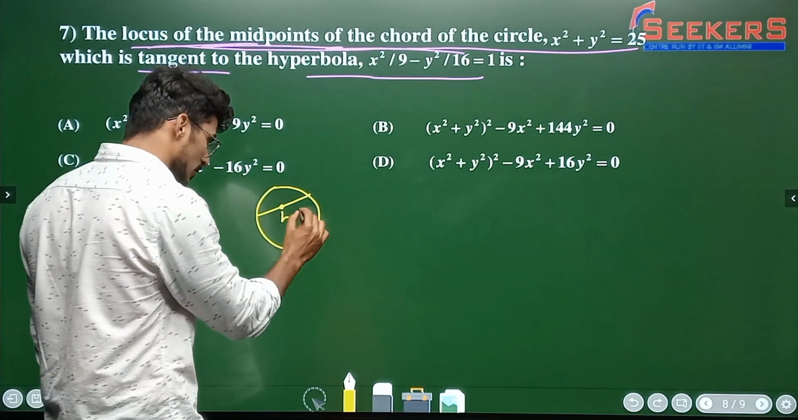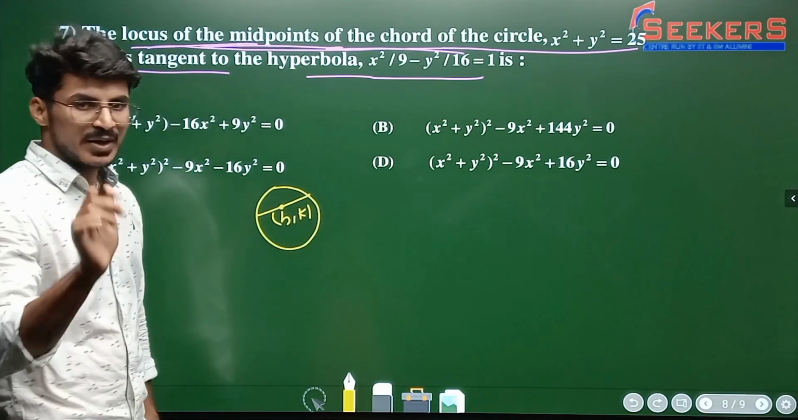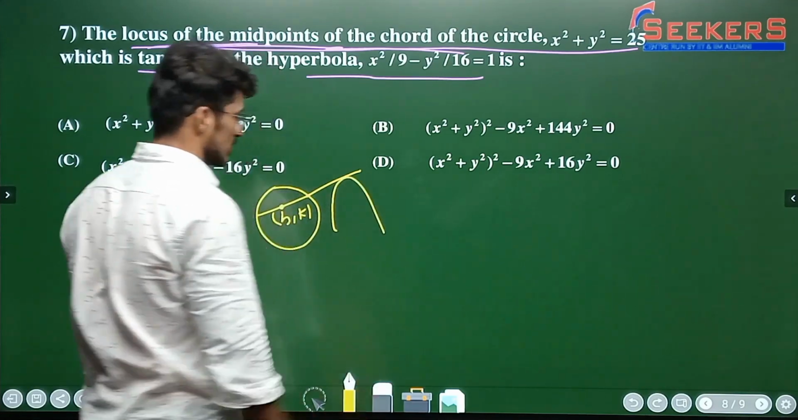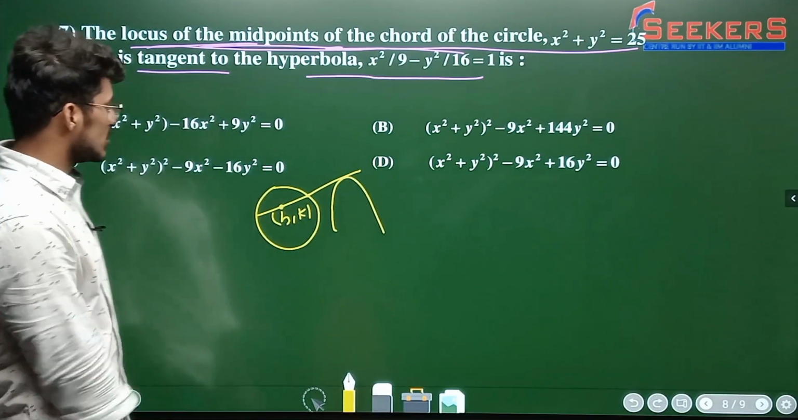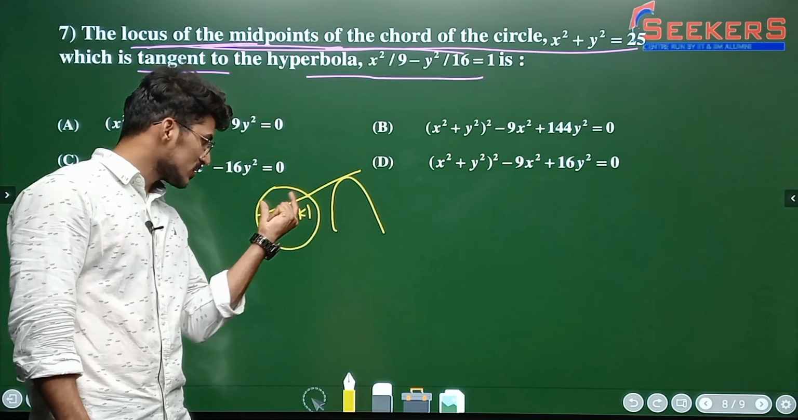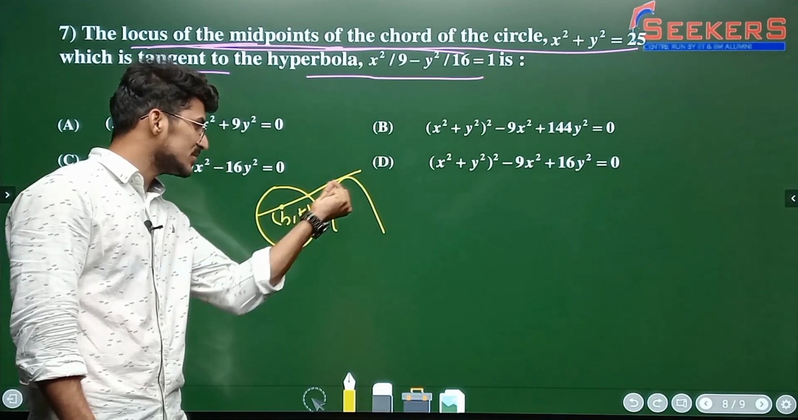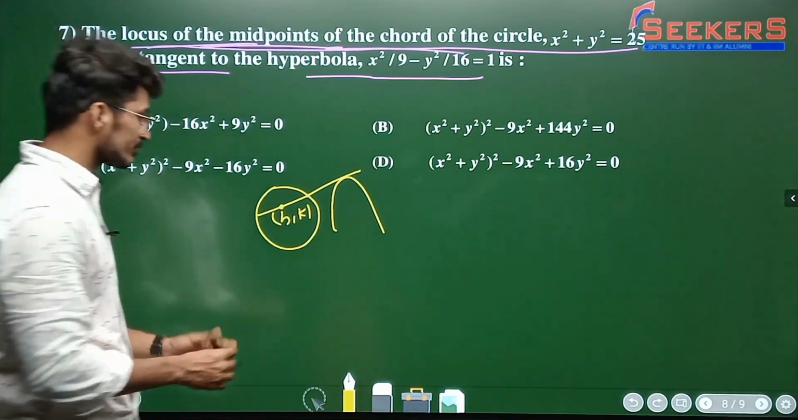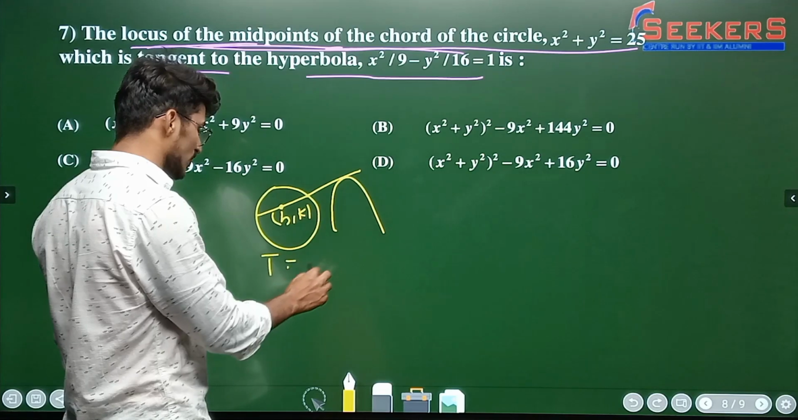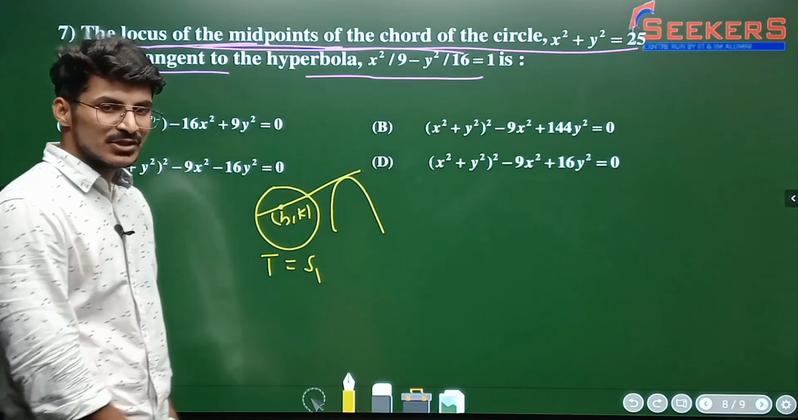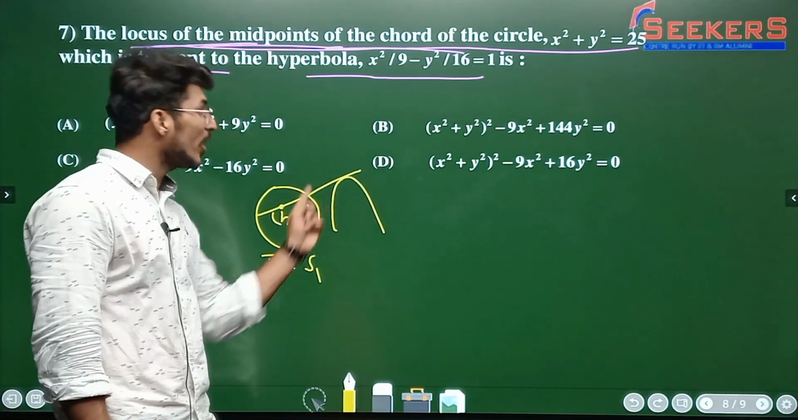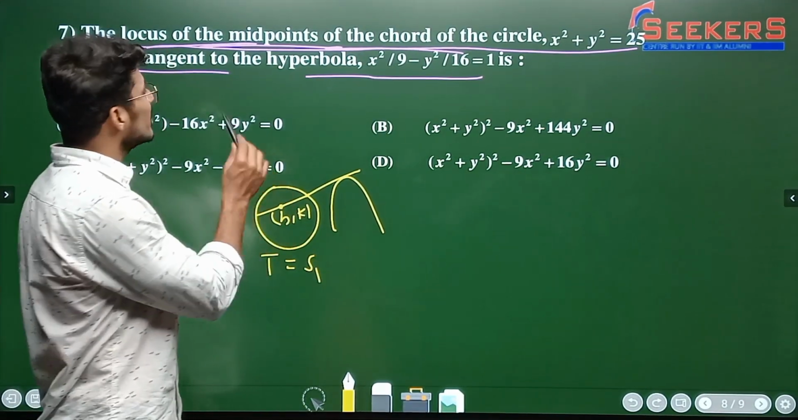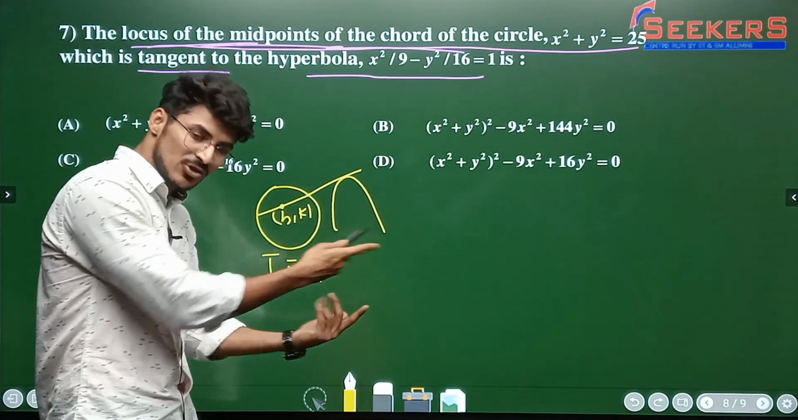So let us take the point as h comma k. The locus of the midpoint of the chord of the circle is a tangent to the hyperbola. Tangent to the hyperbola means what? Look at this here. So now the locus of the midpoint of the circle is tangent to the given hyperbola. Whenever the midpoint is given, we always follow this formula, right? T is equal to S1. So what is T here? Tangent. What is S1 here? Substituting the point in the circle equation. Why the circle equation? Because the locus of the midpoint of the chord of the circle is tangent to the given hyperbola.